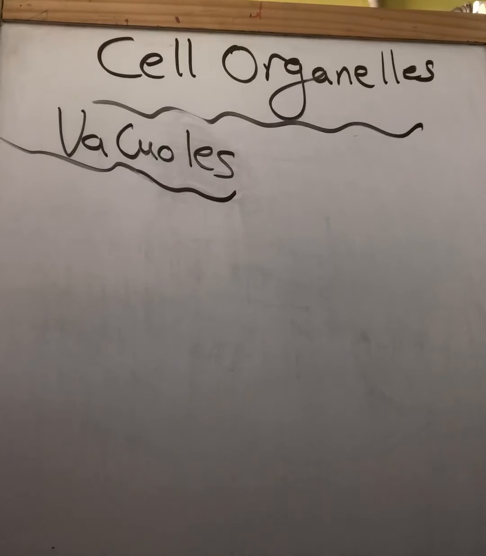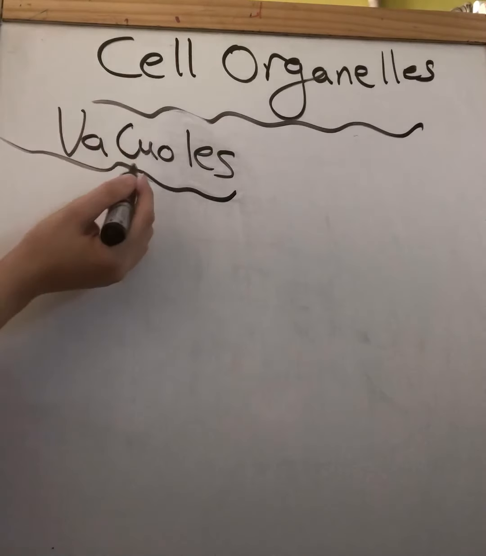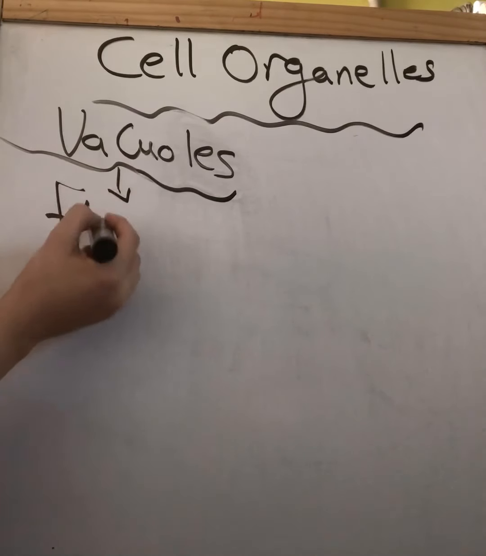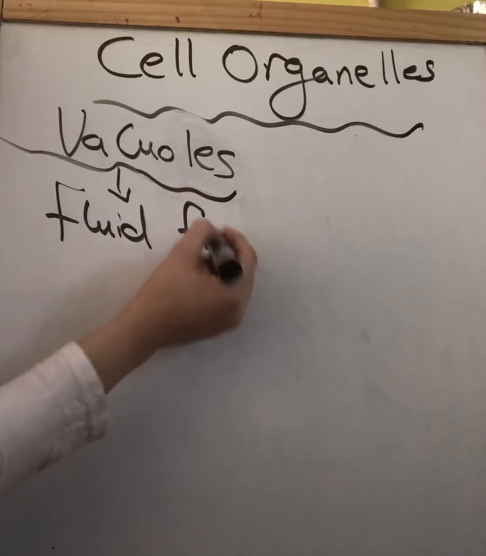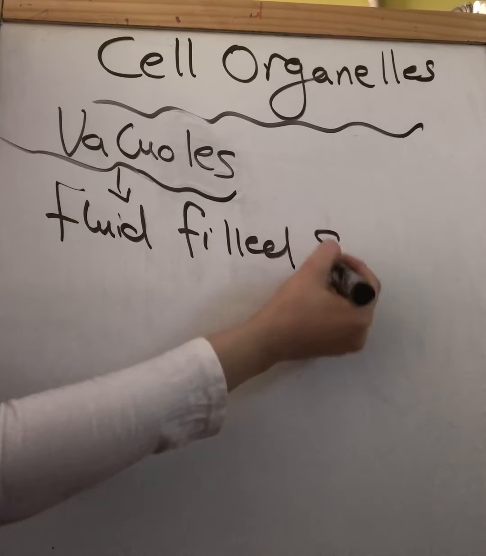Now we're gonna talk about cell organelles. We're gonna complete the organelles and talk about vacuoles. What are vacuoles? Vacuoles are fluid-filled sacs.